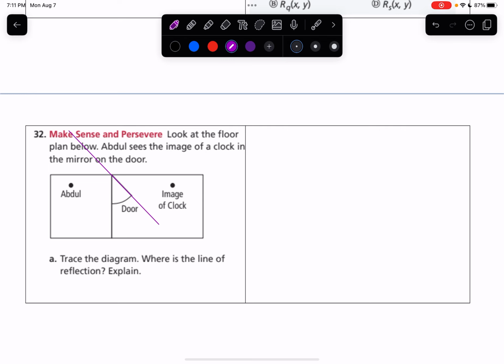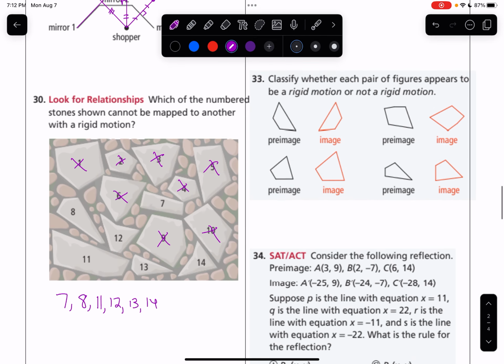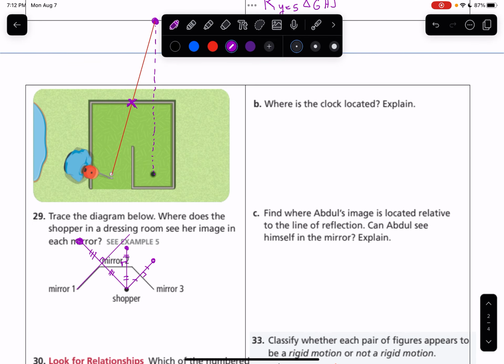We don't just look in a mirror and see things that are right in front of the mirror. We can see things that are on opposite sides of the mirror. So our line of reflection is the door because the mirror is on the door. We'll call this line L. So where is the line of reflection? It is line L because the mirror is on the door. Next, the question is, where is the clock located?